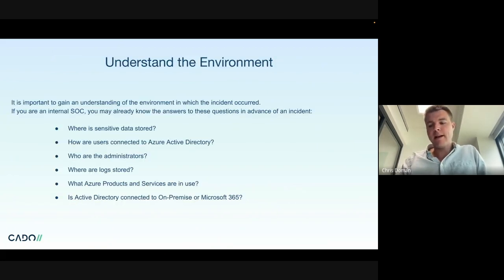So again, understand your environment, not only what data is stored, but also what users you have in Azure AD, who are the admins, where are logs stored, and so on. What products are enabled, because that's going to make a big difference if you get a breach or something's been moving around.